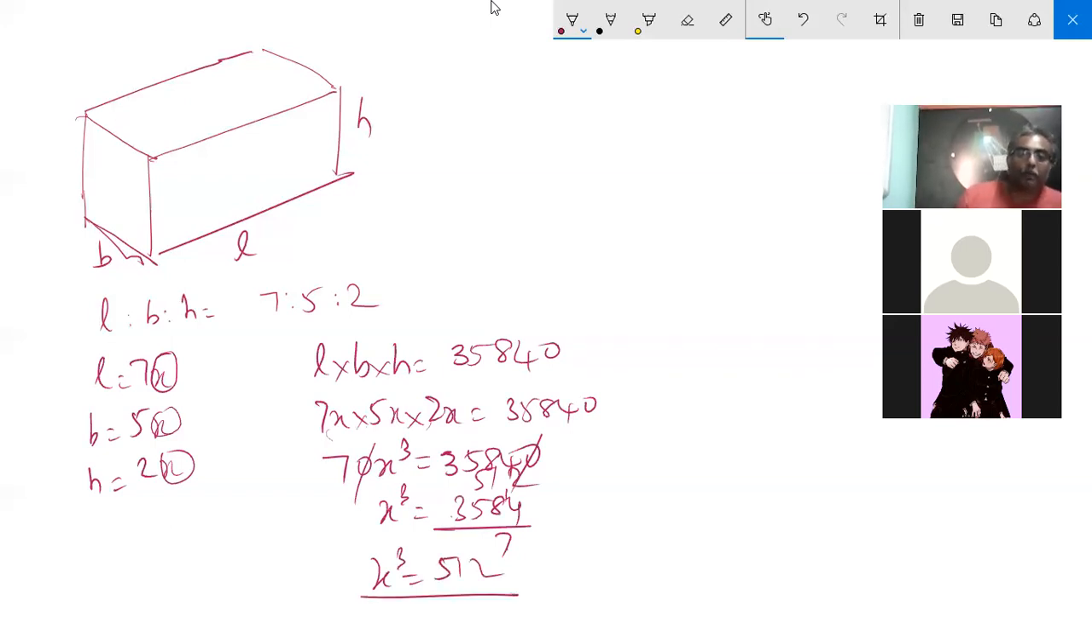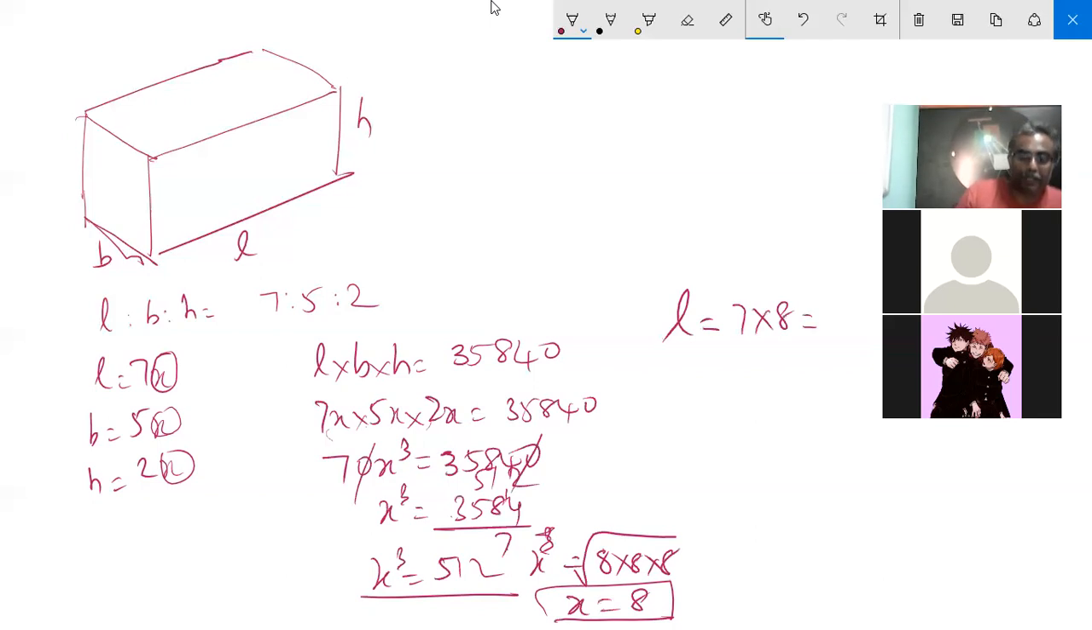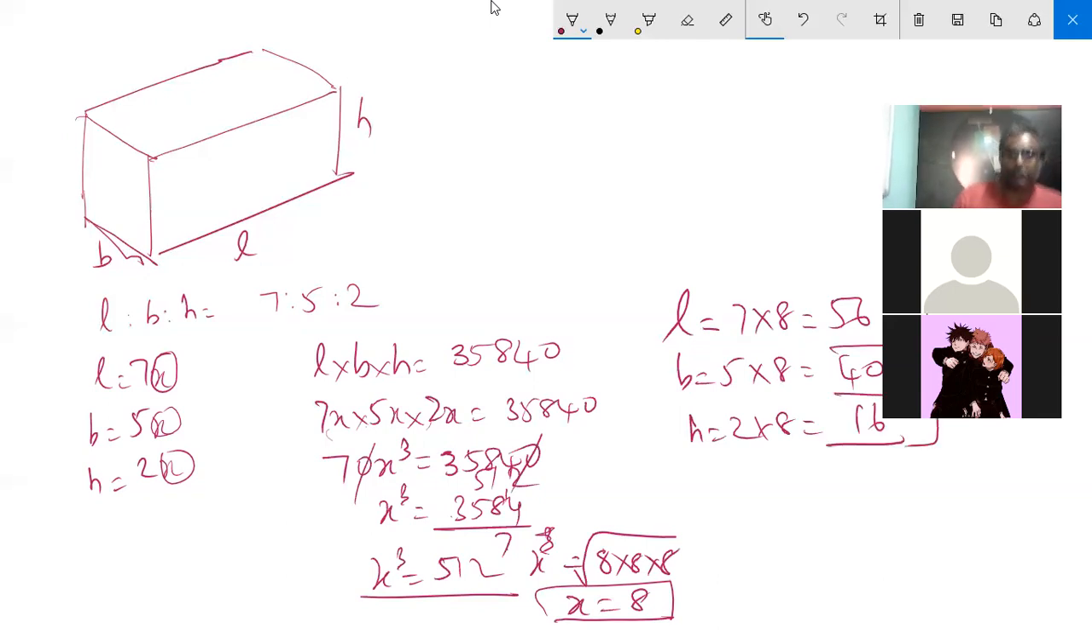Now very simply, the cube root of 512 is what? 8 into 8 into 8. So x cubed is 512, so x is equal to 8. Very simple. Now what you have to find? Length is equal to 7 into 8 because it was 7x, that is 56. Breadth is equal to 5 into 8, that is 40. Then height is equal to 2 into 8, that is 16. All three we have got. Find its dimensions, matter over.